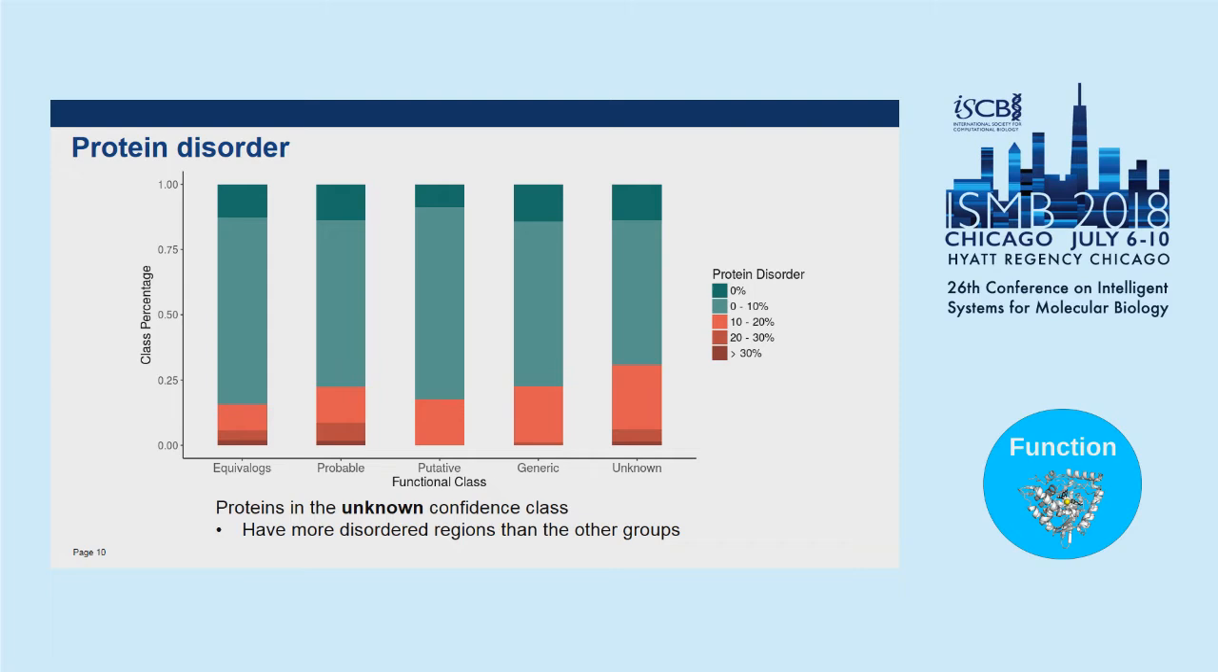We also looked at protein disorder, and here the differences did not reach statistical significance. However, the unknown group seems to be more disordered than the rest. Disorder here is represented, with more than 10% disordered proteins shown in shades of red.